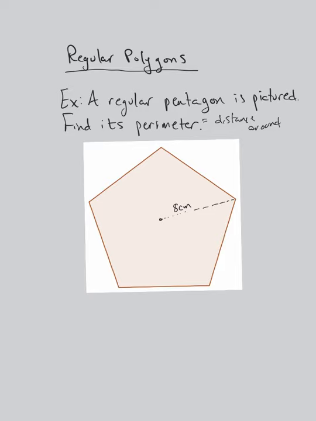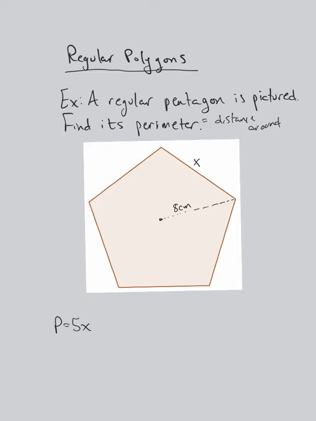We have to remember, though, that we have a regular pentagon, so all the side lengths are the same. Let's just call one of them x. Then if I know x, the perimeter is just going to be 5 of those x's. So the problem just got a little bit simpler. All we have to do is find that x. But it still looks pretty tricky.